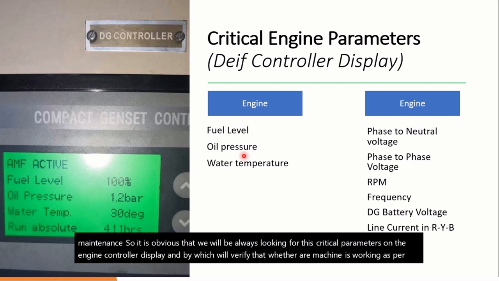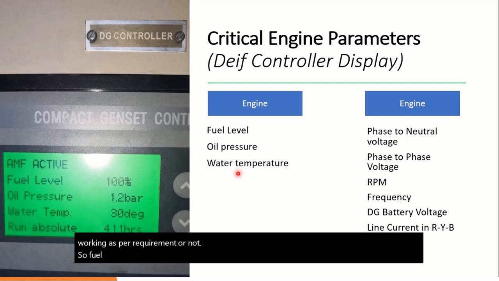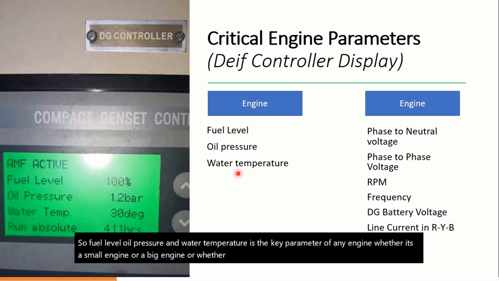So fuel level, oil pressure and water temperature are the key parameters of any engine, whether it's a small engine or a big engine, or whether it's a car or whatever. These are the very basic things which one should know.